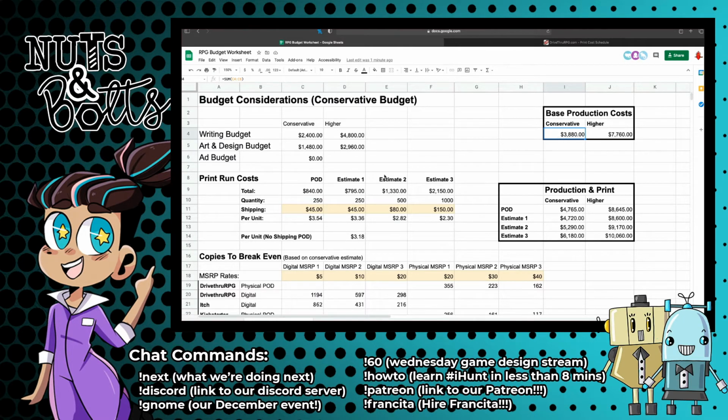Okay, and then printing costs. We know what our printing costs are going to be because I put them in on the previous page, and this is what it breaks down to. If we want 1,000 copies, it's going to cost us about $2,150. That is probably the option that we're going to go for, but that's because we know that that's the option that we're going to go for at this point. We're way late in this process.